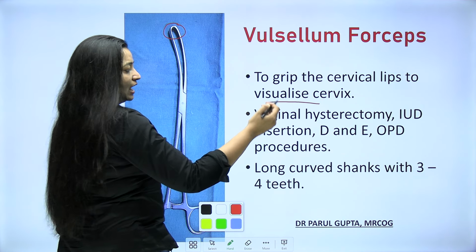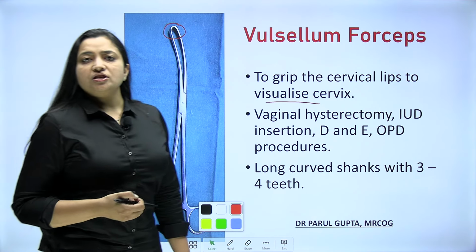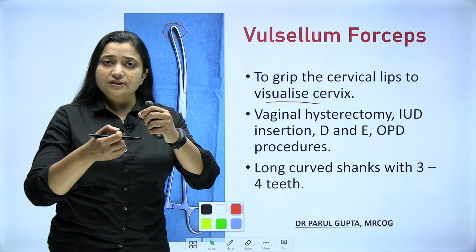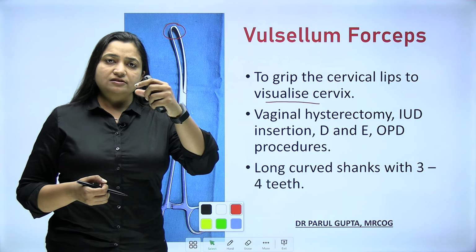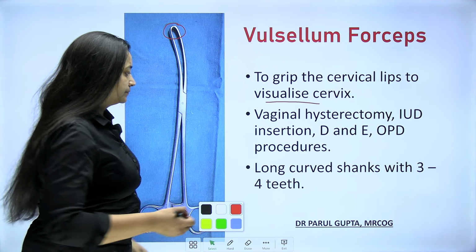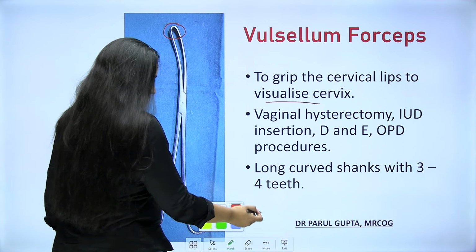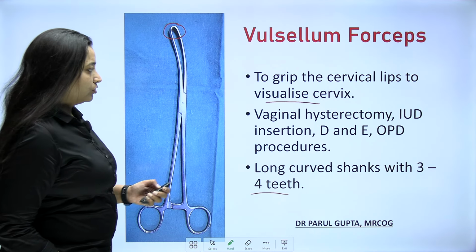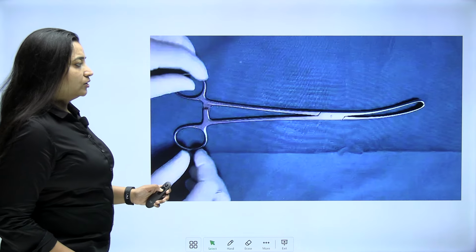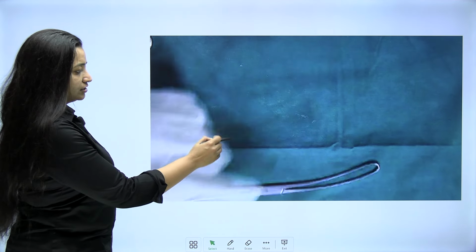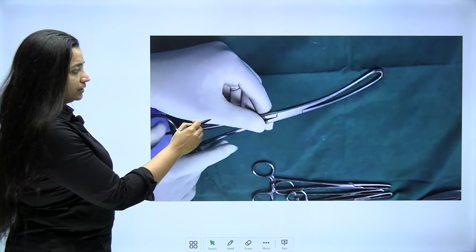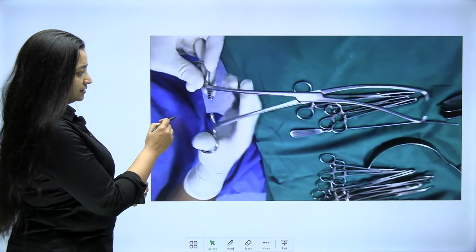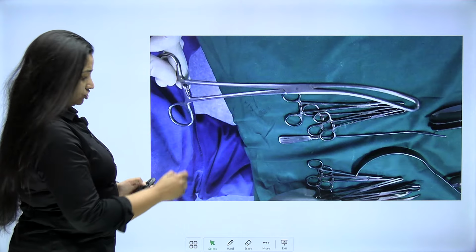Vaginal hysterectomy, IUD insertions, OPD procedures, D and E, wherever you want to work on the cervix or through the cervix, you need to stabilize the cervix and hold it with a vulsellum. It has got long curved shanks with 3 to 4 teeth at the end, what we have already discussed. This is a short video where you can see this is the curved thing, and when we open, there are teeth, and it has got catches.